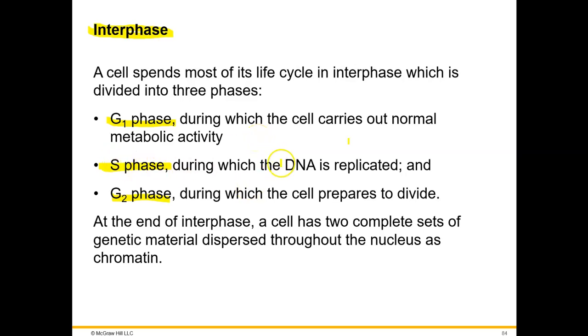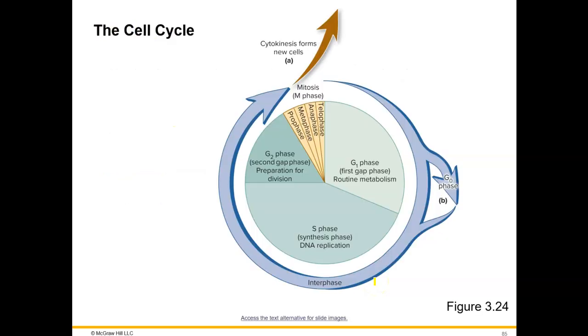S is when the DNA is replicated, so you have two copies of the DNA in the parent cell. So when it divides, each daughter cell gets a copy of the same DNA that was found in the parent cell. Then you have the G2 phase, and that's when the cell prepares to divide by producing those spindle fibers or microtubules that are going to help separate the chromosomes when the cell divides.